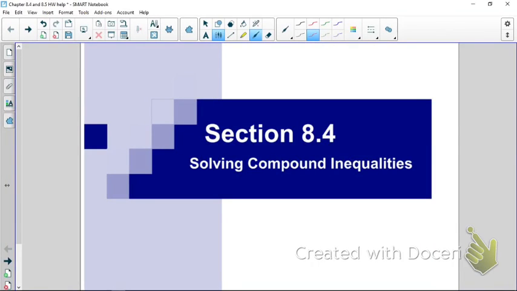Good afternoon, guys. So I'm going to be doing a couple of problems from section 8.4. What I want to be able to do is just show you how the process works with solving compound inequalities and being able to actually work them out step by step.